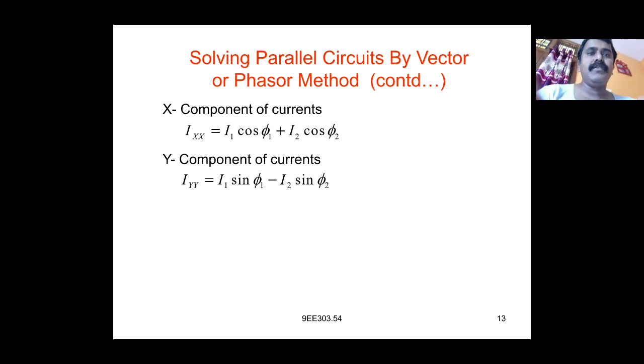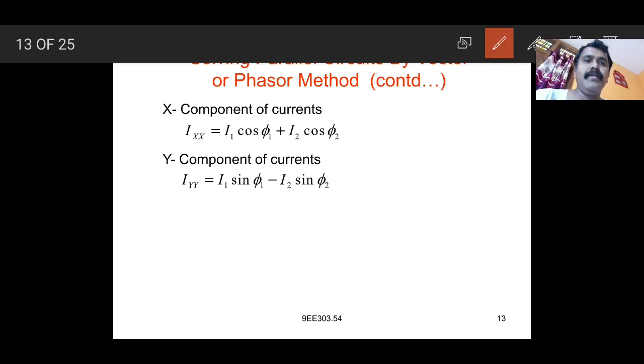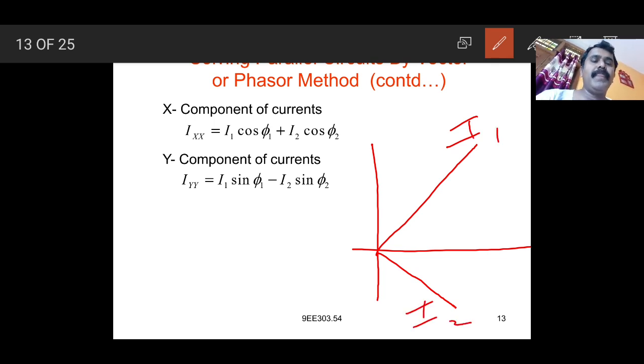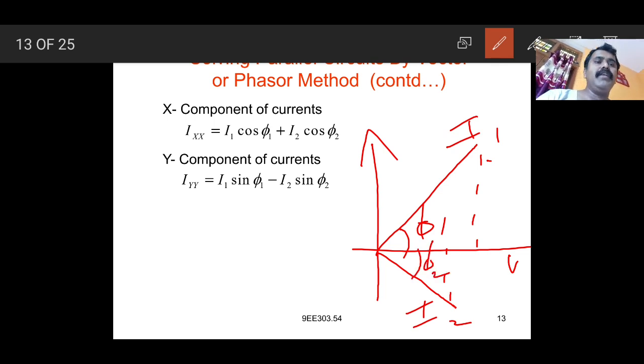So we can draw this here. I1 is the capacitive branch current and I2 is the inductive branch current. Here we take the voltage V as reference, I1 leads the voltage by some angle phi 1, and I2 lags V by some angle phi 2.